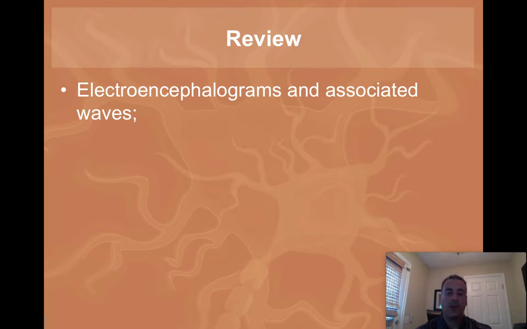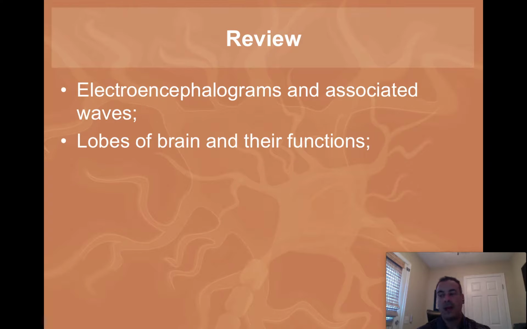Electroencephalograms and associated waves, meaning like alpha waves versus beta versus gamma. What are the waves? What's an electroencephalogram? What is it about the waves when it's detected on the machine or on that device?